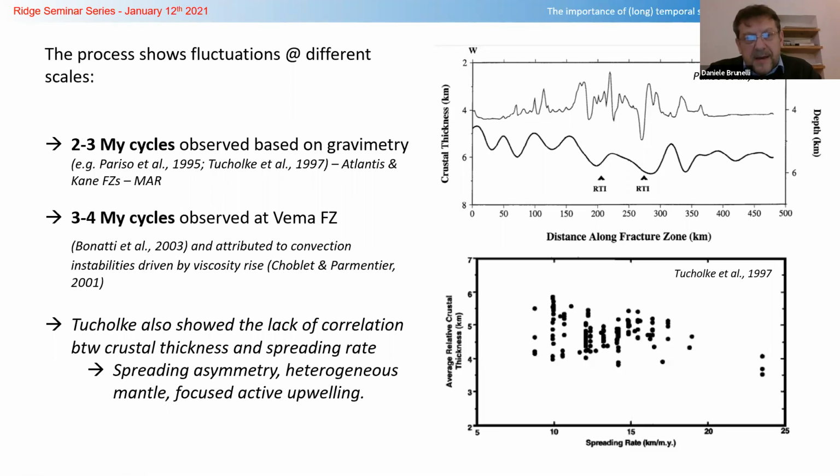It is interesting to observe that in some cases, as Tucholke reported for the Kane fracture zone system, this variability in crustal thickness does not correlate exactly with variations in the spreading rate. So spreading rate, which is thought to be one of the major controllers of the magma production and crustal building processes, does not appear to be a major controller in this section, which is a slow spreading section of the mid-ocean ridges.